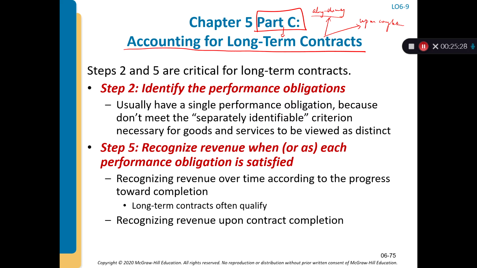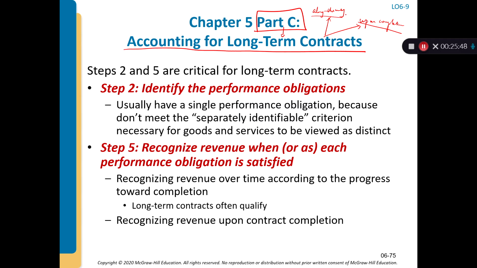One is recognizing the revenue over the period. Let's say I performed 30%, so I recognize 30% of the contract revenue. Another way is, well, let me do all of it, then I recognize my revenue. It's up to the seller, okay?